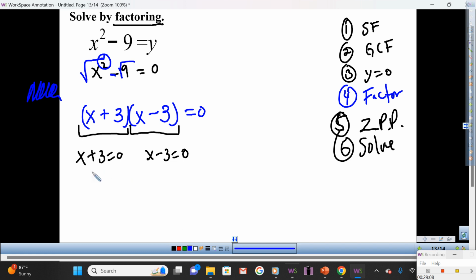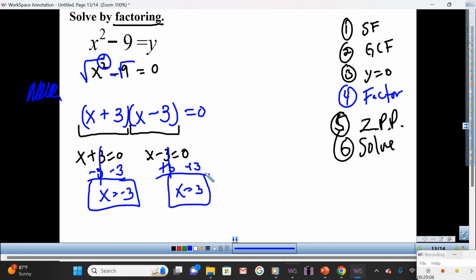Minus 3 minus 3, x equals negative 3, plus 3 plus 3, x equals 3. And what are the names of these? Solutions, x-intercepts, roots, zeros. How we doing? So once again, the process: standard form, GCF, y equal to 0, factor, and the rest is history. Let's do another one. Here we go.